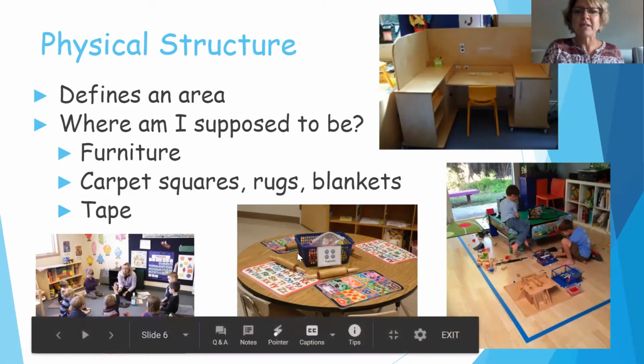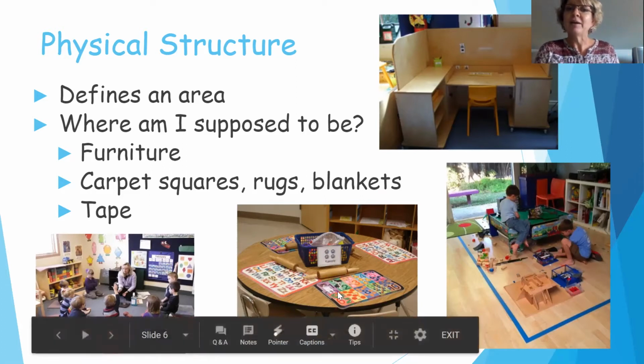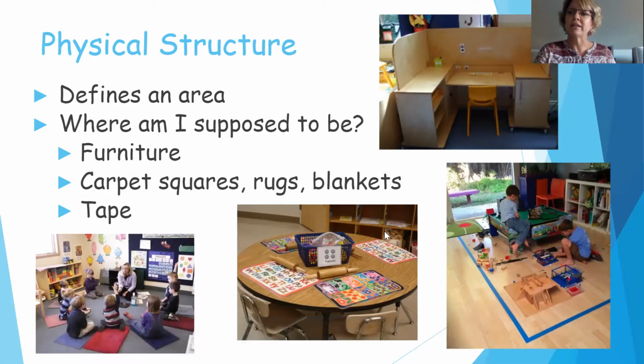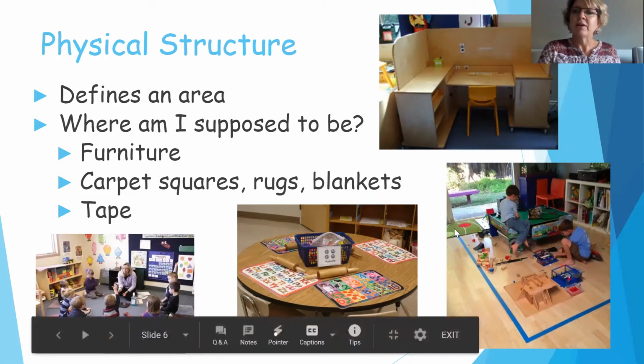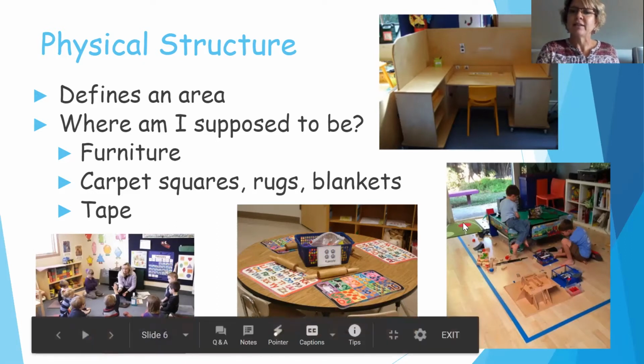Here they have defined spaces with placemats, so it's really clear. And if you could see this sign, it says 4 people are allowed at that station. And you can tell that because there's 4 mats there. It just makes it really visually clear to students where they're supposed to be. Here they've used tape to enclose a play area. And you can see that the kids have all of their toys within that defined space.